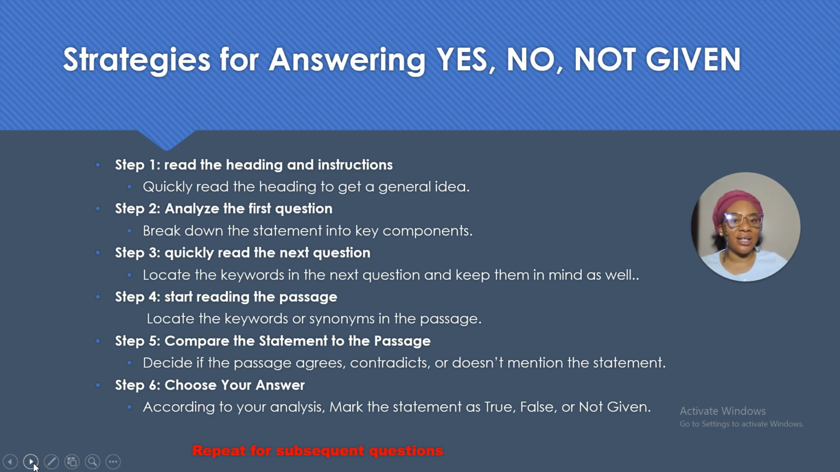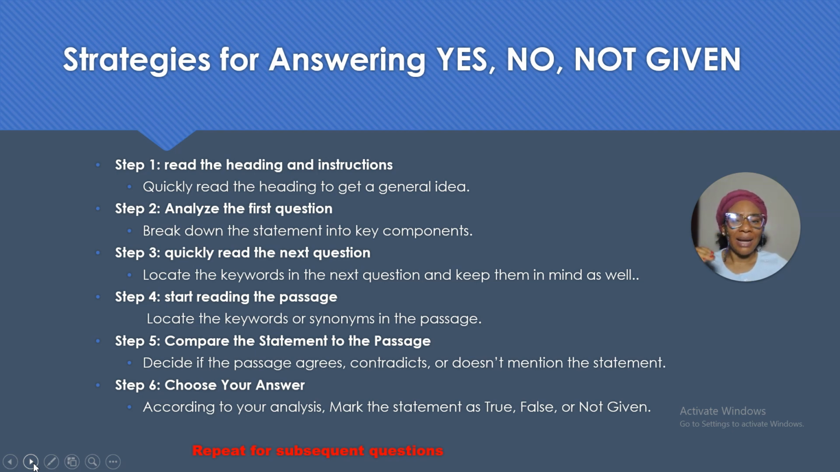When you have an idea of what number two is about, and then you start reading for number one, you would get to number two at some point because true, false, not given questions and yes, no, not given questions come in order, just like most of the question types in IELTS reading. This means that you are not going to see number two answer before you see number one. Okay, it's the other way around.